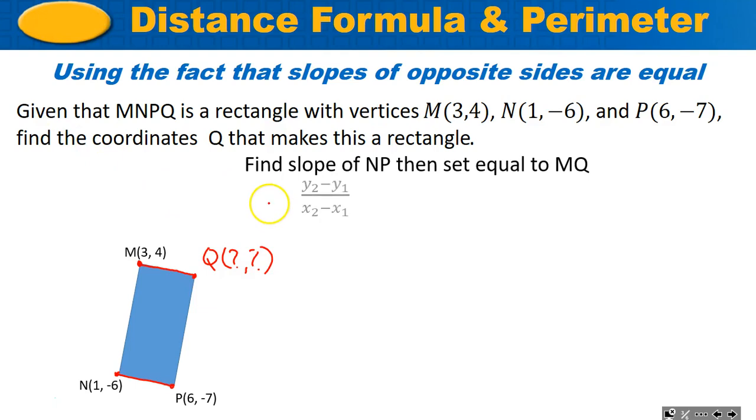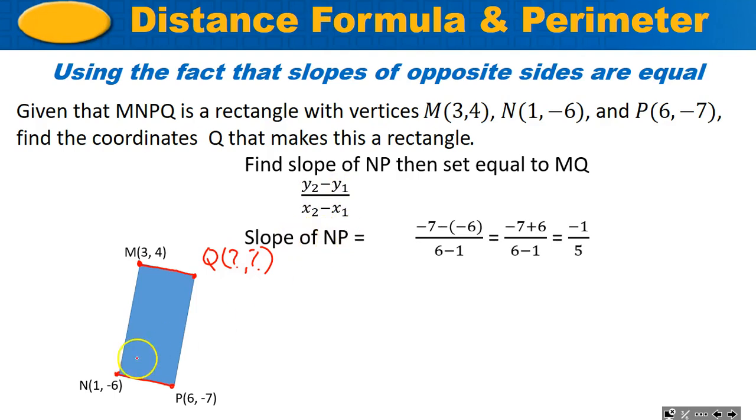Okay, so that's our slope formula, y2 minus y1 over x2 minus x1. I'm going to find the slope of NP down here by plugging in these values: -7 minus -6, and 6 minus 1. That's -7 plus 6, which is -1, and 6 minus 1, which is 5. So this is the slope of NP, which we already knew from the prior problem: 1 down and 5 over.